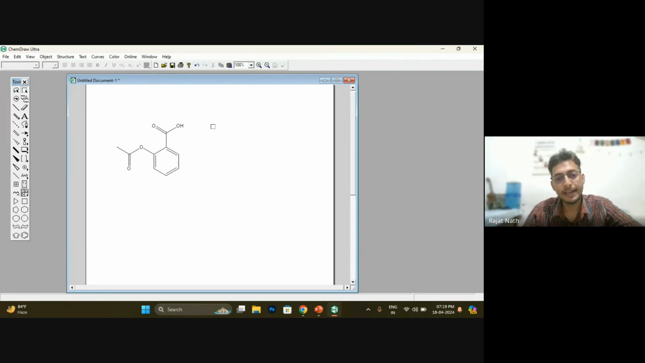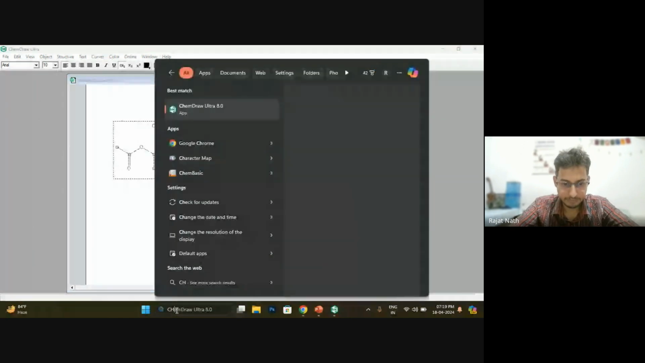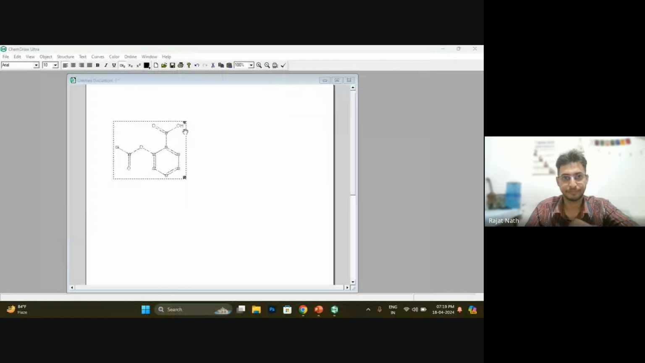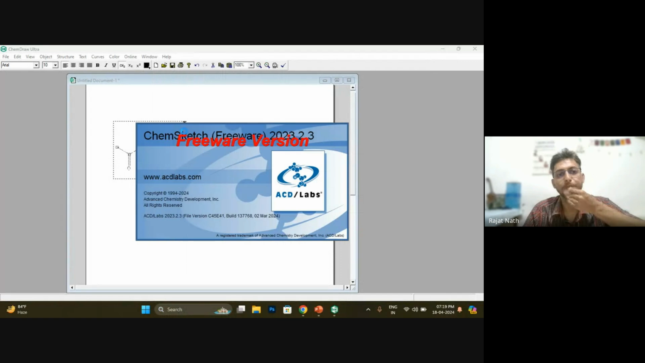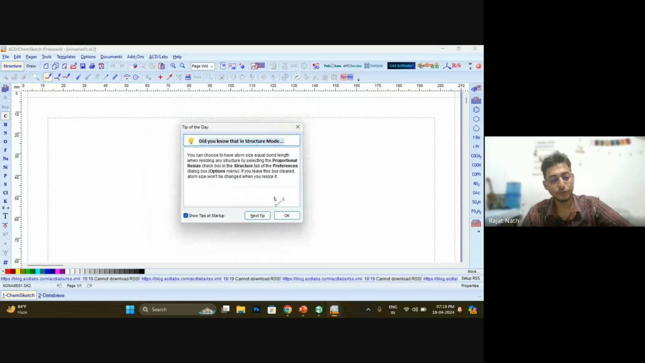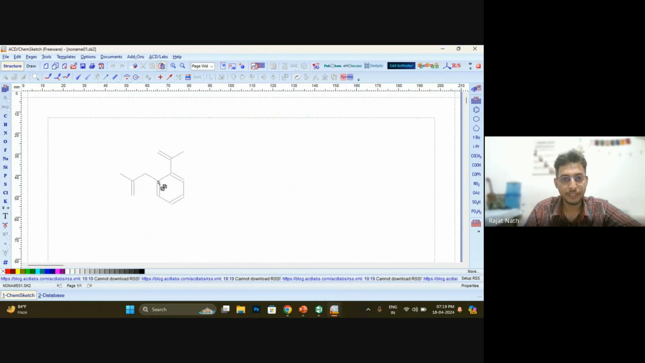So now I need the SMILES format of this structure. For that, what can I do? I will select this structure, copy it, and I will open another software. This is ChemSketch. So this is another software, known as ChemSketch. In ChemSketch, just press Control V to paste your structure here. This is the structure I have pasted.